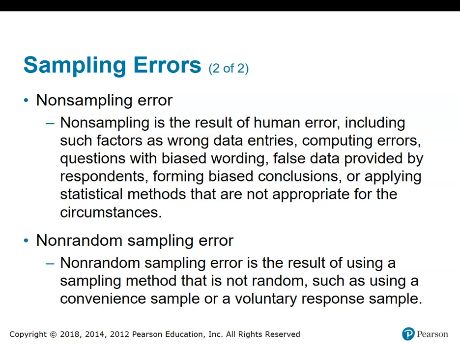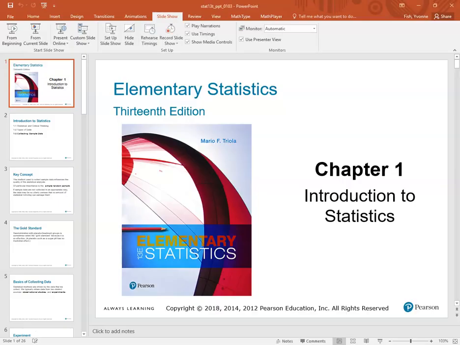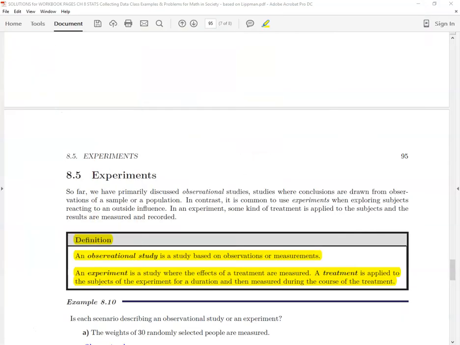appropriate. Non-random sampling error is the result of using a sampling method that is not random, such as a convenient sample or a voluntary response sample, and those are pretty typical errors. And that is it for the PowerPoint.